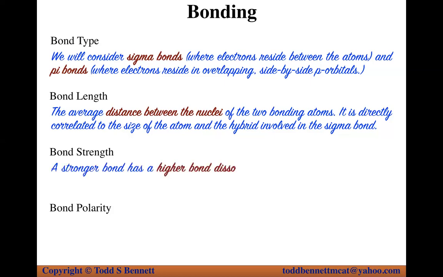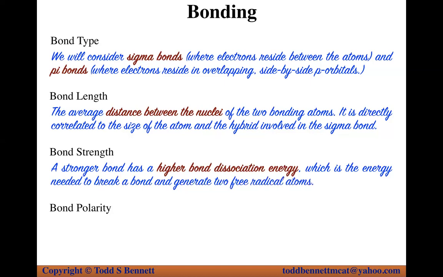Bond strength: bond dissociation energy, or the homolytic bond cleavage energy. Homolytic: lytic, from lyse, means to break, and homo means equal. They each take one electron. The stronger the bond, the harder it is to break. So in chemistry we measure the strength of a bond by the energy required to break it, the energy of light or the energy of the heat needed to break that bond.